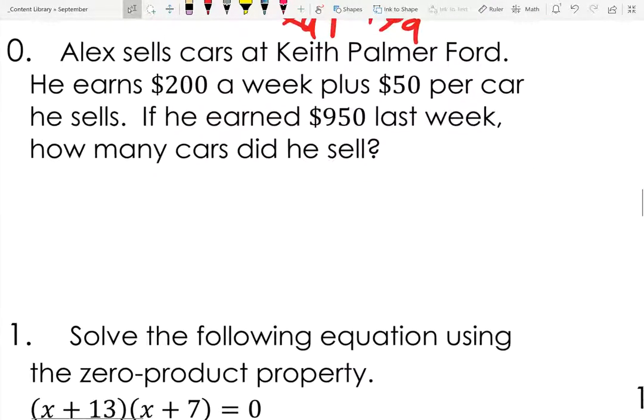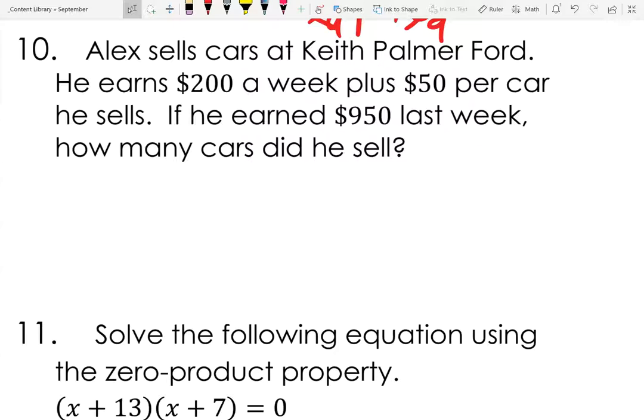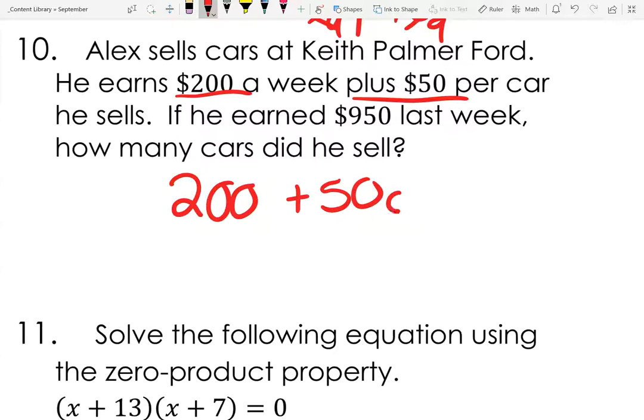So you can approach the same thing. Number 10, you can approach it the same way. I'm going to go ahead and make the equation for it. So Alex is selling cars. He earns $200 every week plus an additional $50 per car. So he's making $200 flat, straight up. No matter what, sells 0 cars, he's making $200. But he earns another $50 for every car that he sells. So he's going to add $50 per car that he sells. Right? So 50C. And this is going to be equal to 950 since that's what he ended up making last week.